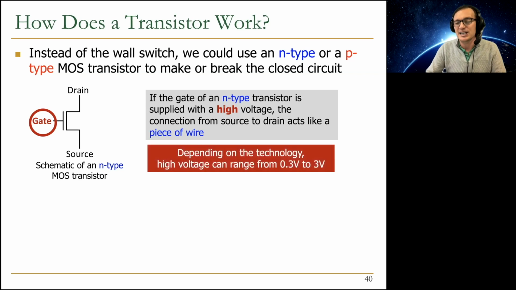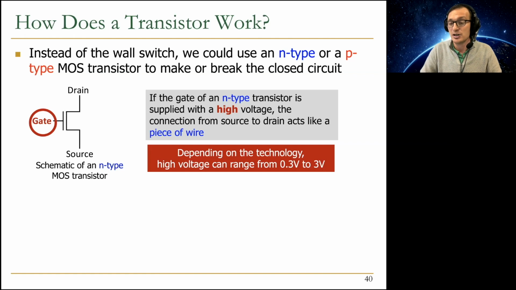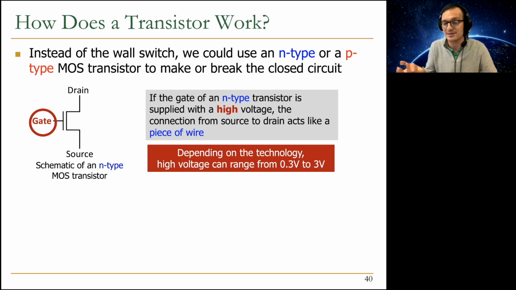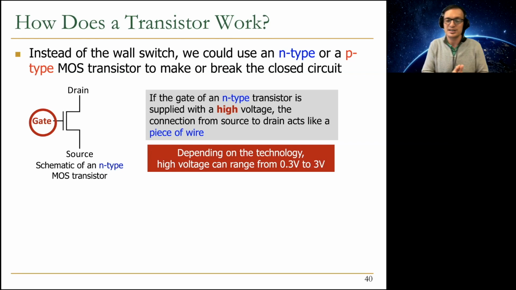And depending on the technology, this high voltage can range over many values. Today's technologies actually have very low voltages. Sometimes this is called near-threshold voltage operation. You don't need to know exactly what a threshold is. Actually, I can tell you basically: you can apply a voltage that's very close to being just enough to turn on this transistor. Today's systems are reducing the voltage levels to such low levels so that we can save energy.